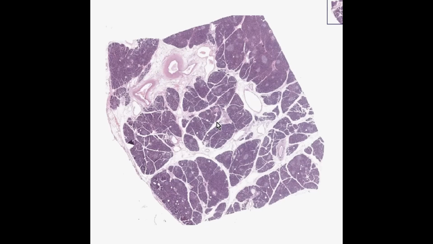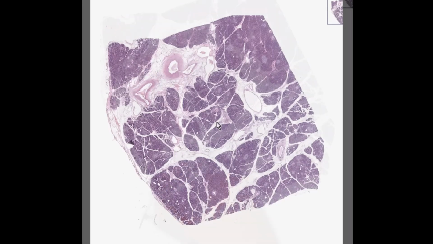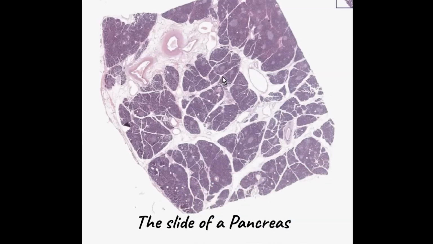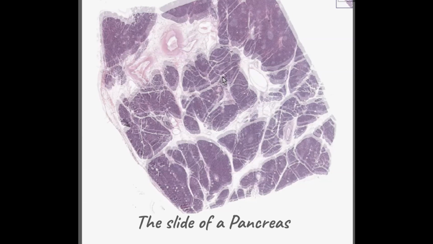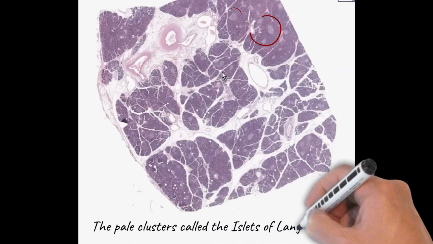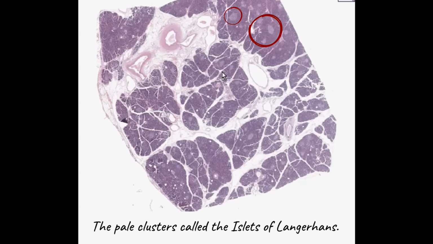Today we're looking at a very interesting histology slide. The slide of a pancreas, which is a classic exocrine gland that can be easily mistaken for the parotid salivary gland except for one key feature, the pale clusters known as the Islets of Langerhans. These endocrine islets distinguish the pancreas from any salivary gland, so they are very important to recognize and understand.